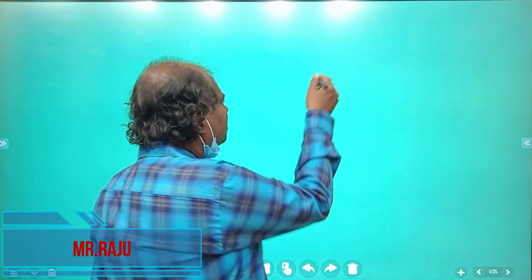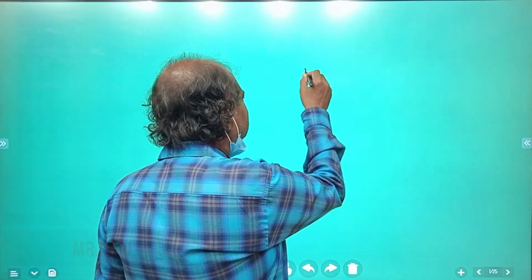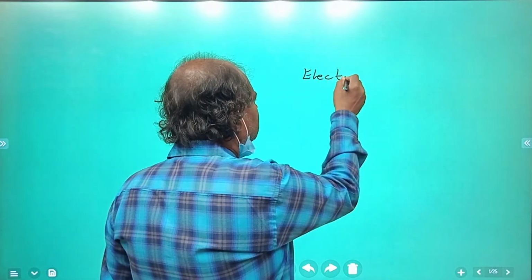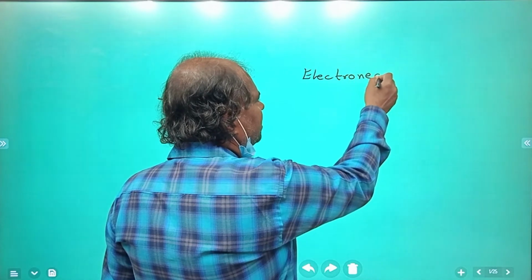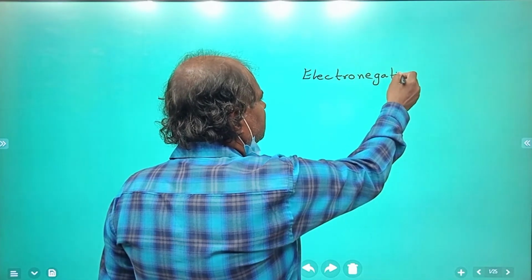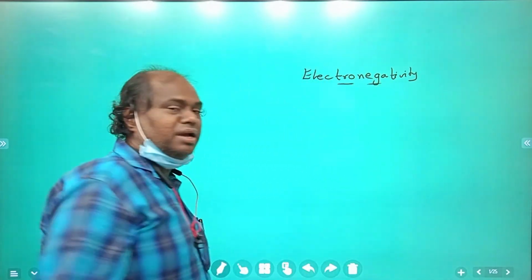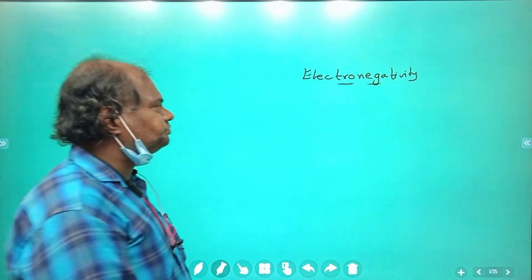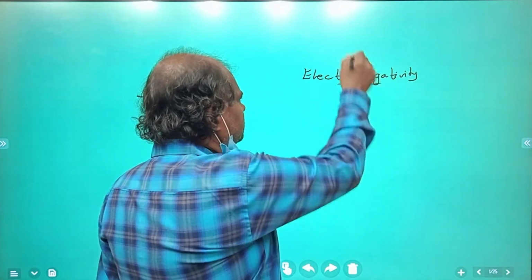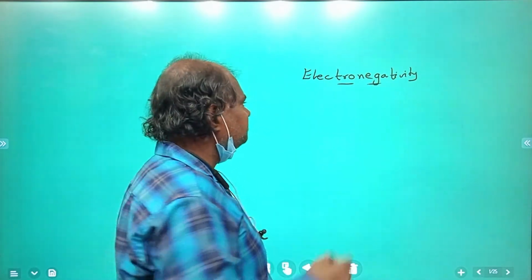Good morning, students. So today, we'll start with electronegativity. Last time we did electron affinity. So we'll see what electronegativity is today. Last time we finished electron affinity.